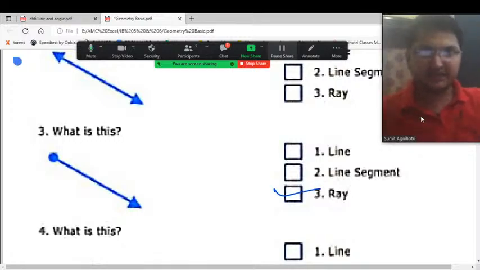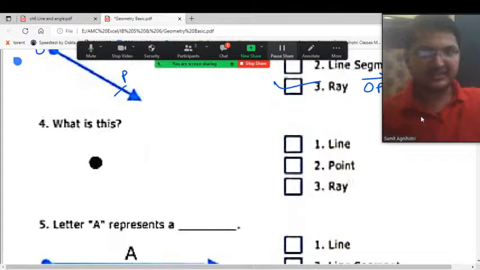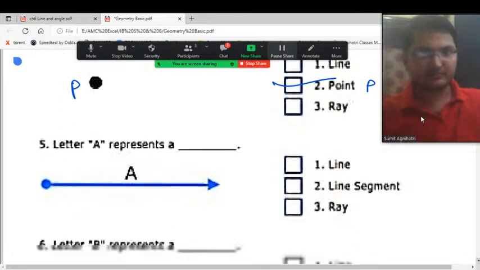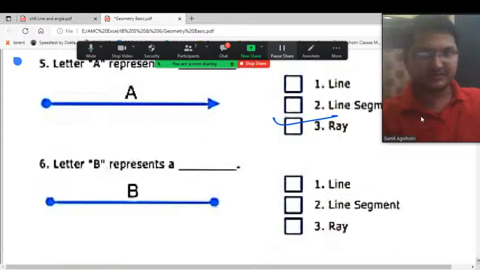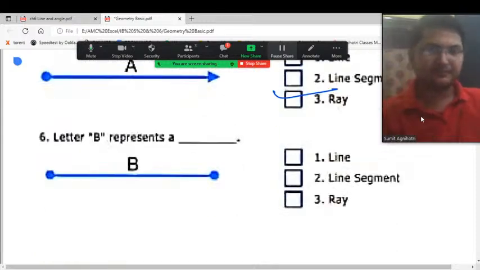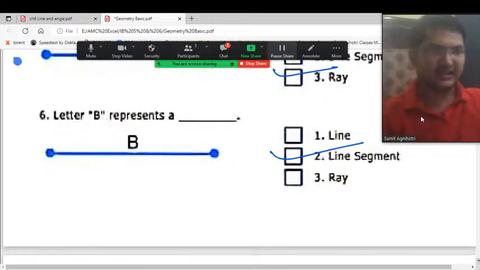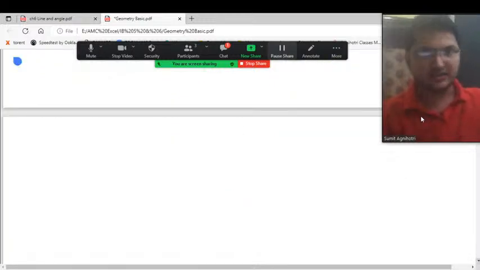Can you name this ray? If I name it O and we name it P, it is said to be ray OP. What about the next? What is this? A point, very good. If we name it capital P, we will call it point capital P. And what about the fifth? Fifth is also a ray, exactly. What about the next? So it's a line segment. Exactly, it's a line segment. Very good. Okay, now we have more questions.